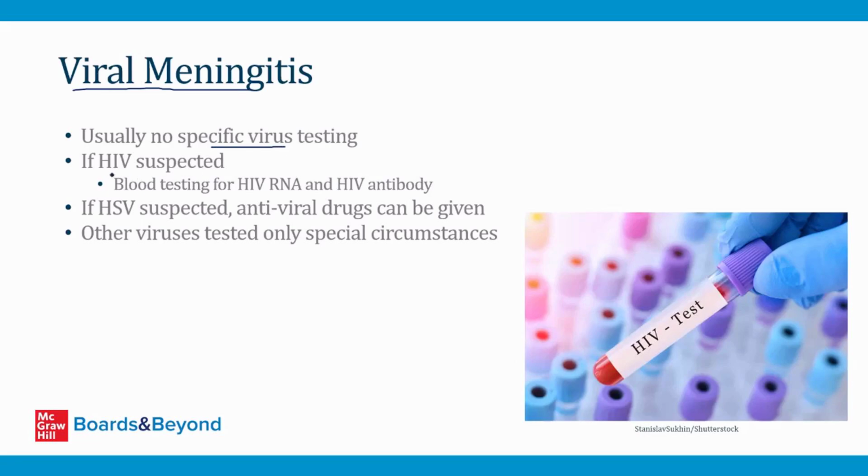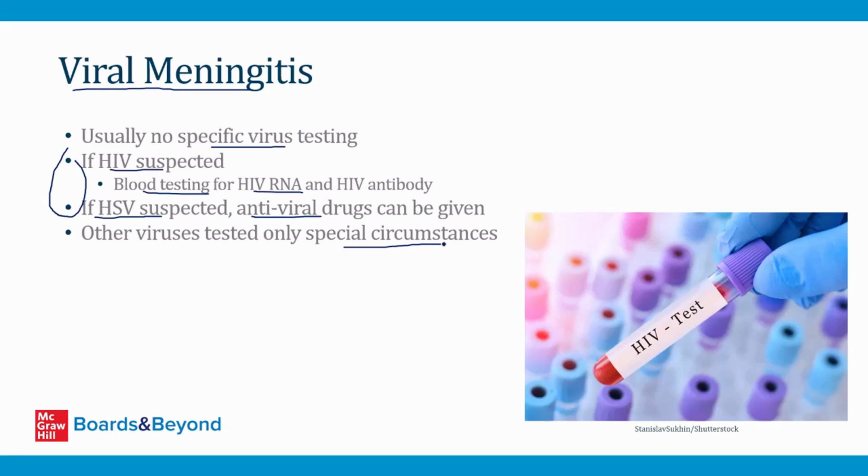If you think the patient might have HIV causing viral meningitis, then you can do blood testing for HIV RNA and antibodies. And then if you have a reason to suspect the patient could have herpes simplex virus infection, for example, if they're sexually active and have genital lesions, then you can sometimes give anti-HSV viral drugs. But beyond testing for HIV and HSV, other viruses are usually only tested for in very special circumstances. This is not something that's done routinely. And this makes viral meningitis different from bacterial meningitis. In bacterial meningitis, we almost always want to identify the exact cause, the exact bacteria, and know what antibiotics it is sensitive to.